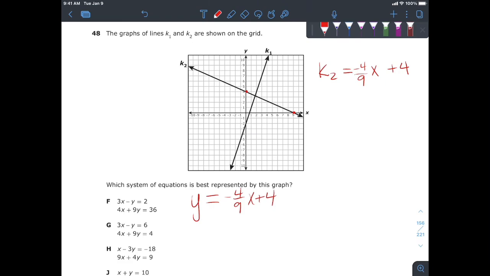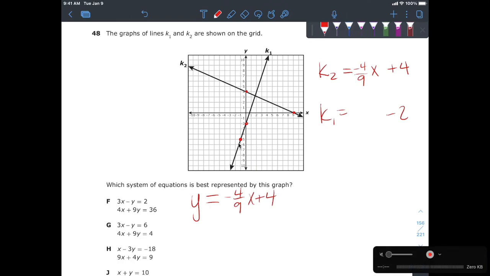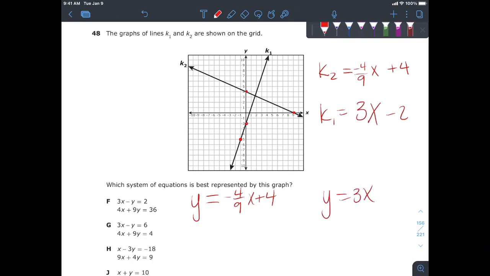Now I'll go ahead and find my second one, K1. I see here that its y-intercept is located at -2, and I'm going to look for any other point that goes exactly through the corners of the boxes. And it looks like it does there. I always read left to right, so I start at this point, up 3 over 1. Now I have my second equation.